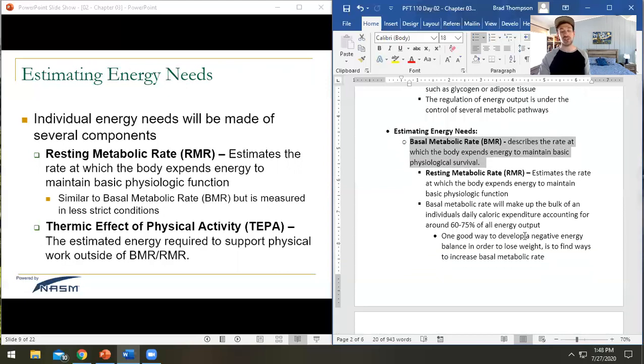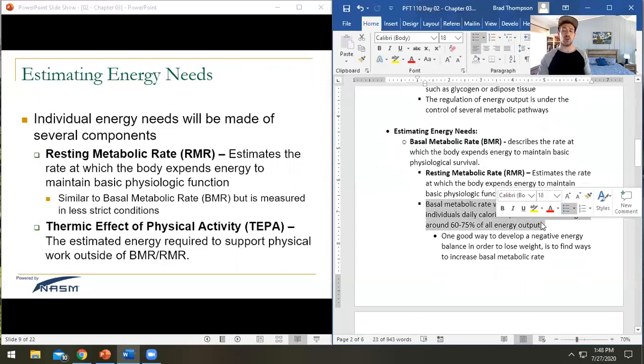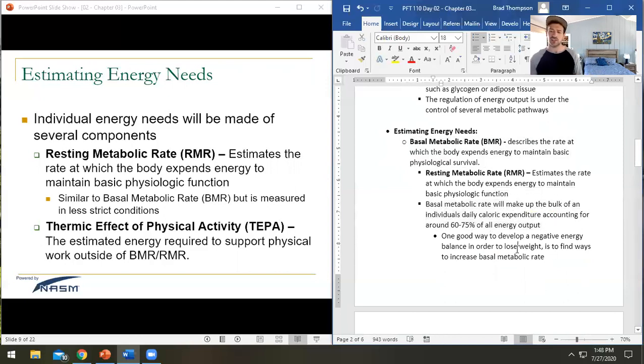So for the most part, when we're talking about basal metabolic rate or resting metabolic rate, it makes up the bulk of how many calories you're going to burn every day, right? You're going to burn about 60 to 75% of your calories every single day just passively by existing and keeping your body alive, right? So most of your energy is going to come from that.